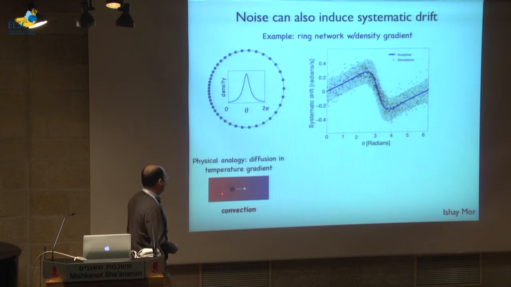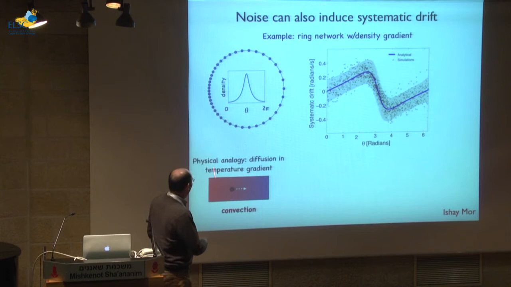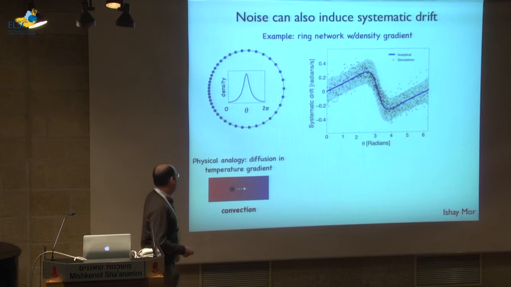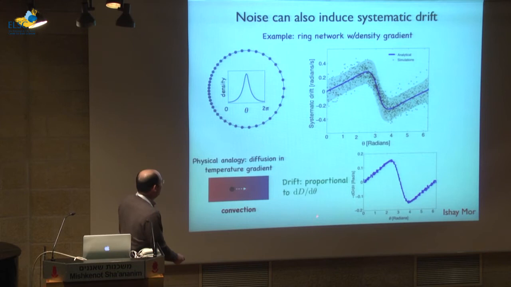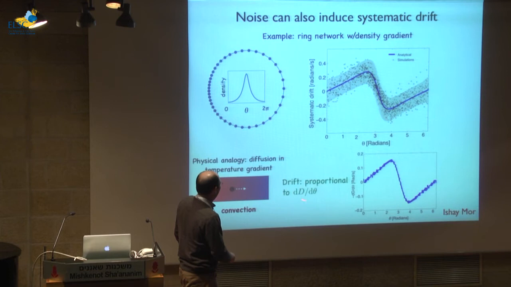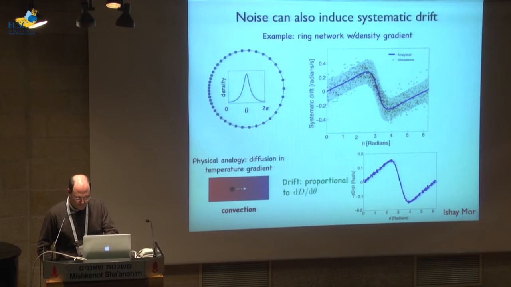Particles tend to go from the high temperature area to the low temperature area. And in both cases, the neural case and this case, this motion is driven by fluctuations. And in fact, similar to the physical system, it turns out that the drift, which is shown here, is proportional to another quantity, which is a derivative of the diffusion coefficient with respect to the position along the ring. The proportionality coefficient is of order one, but it's not the same in this system as in the thermal particle case.